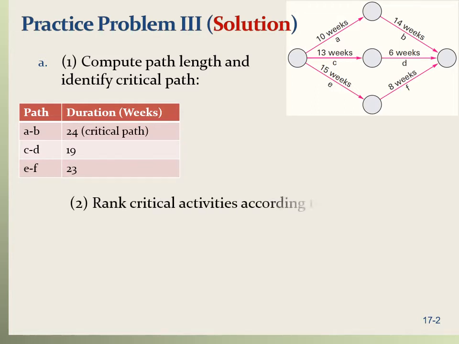Next step is to rank the critical activities according to the crash costs. So we want to crash the project. We need to identify the activities that are more affordable to crash. That means they are least costly to crash. And we are only interested in the activities on the critical path. Right now the critical path is AB. So let's take a look at the crash costs for all the activities, especially for A and B.